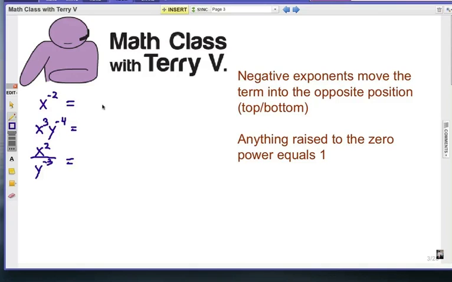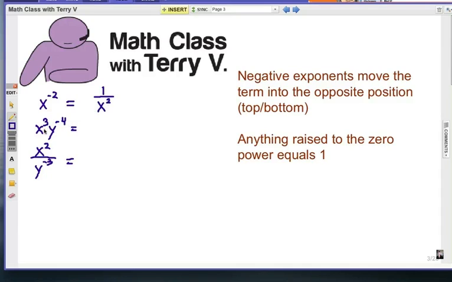So for the first rule, negative exponents, here is an example. Let's say we have x to the negative 2 power. Well, that means that we would put x to the second power, but it would be in the denominator. All right? So it becomes 1 over x squared. That's a positive 2 exponent now.